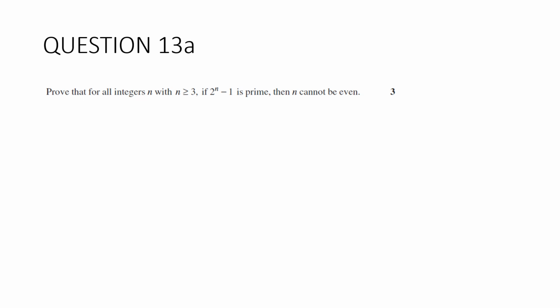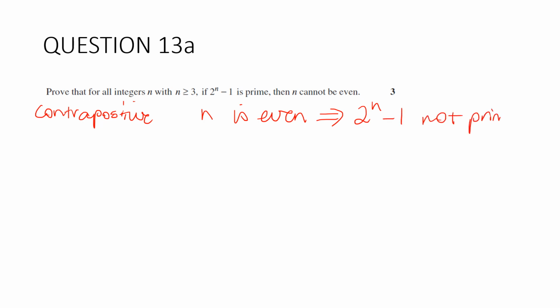13a, prove that for all integers n, where n is greater than or equal to 3, if 2 to the power of n minus 1 is prime, n cannot be even. And I'm going to prove this by contrapositive. So a contrapositive statement will be, if n is even, then 2 to the power of n minus 1 is not prime. Okay. Now let's start by saying, well, if n is even, we will let n equal 2k, and k is an integer.